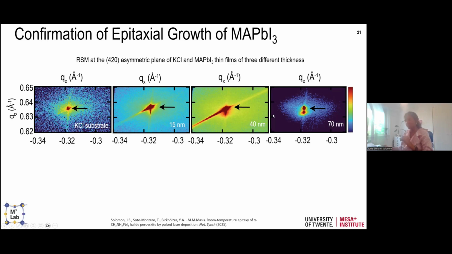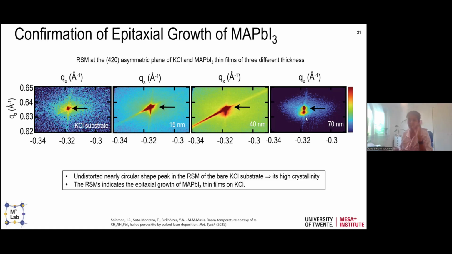And with the increasing thickness, it becomes very clear. So you have the potassium chloride substrate indicated by the black arrow and the film right below the substrate. And there's no shift in the left or right direction, indicating that it's epitaxially grown. And also the spot, which is highly crystalline and undistorted right below the substrate, shows that it's not a relaxed film, but it's epitaxially strained.